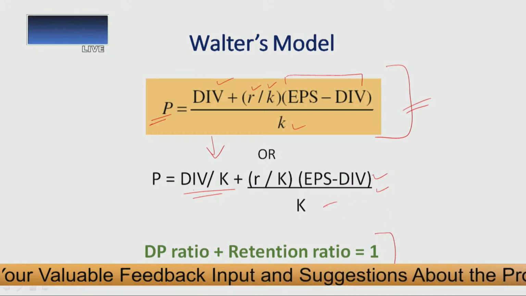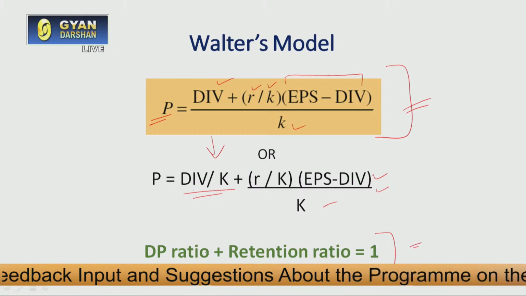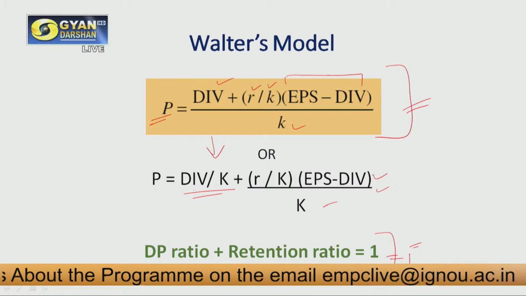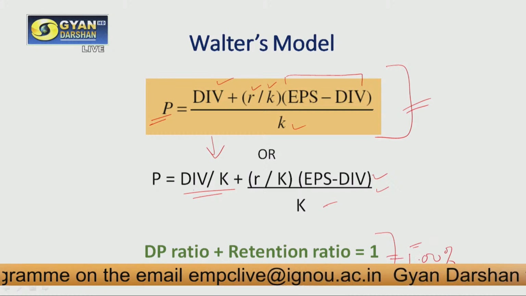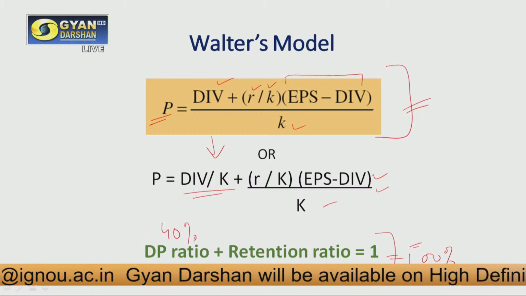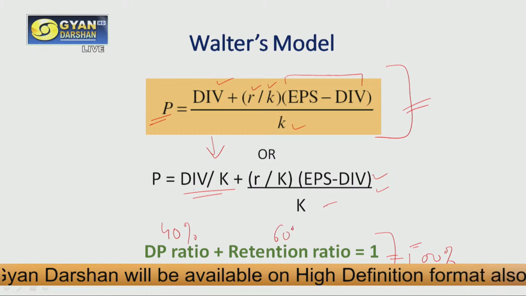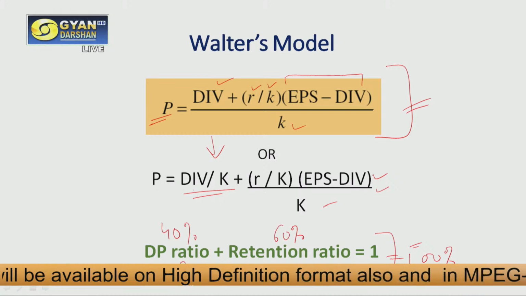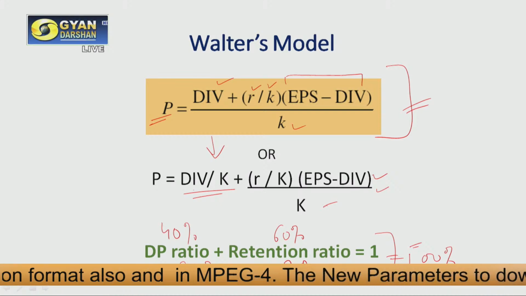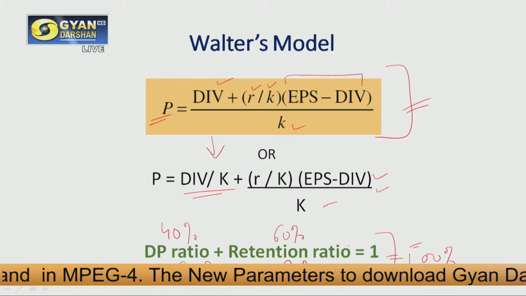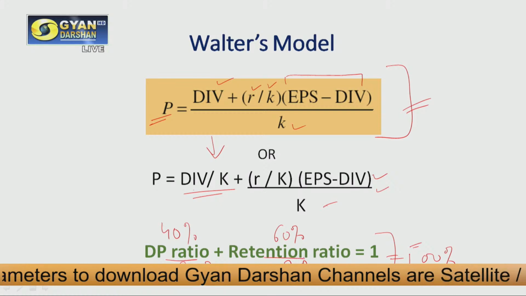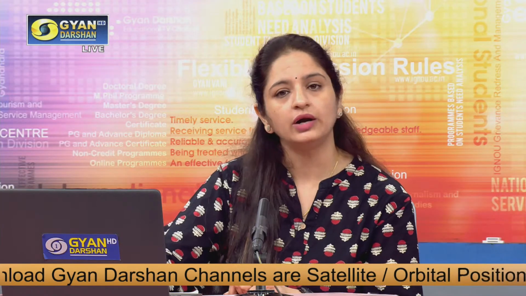One thing we need to remember while dealing with Walter's model is that our DP ratio, that is dividend payout ratio, plus retention ratio should always be equal to 1. That means 100%. So we cannot go beyond this. If we are considering dividend payout ratio to be 40%, our retention ratio will be 60%. In case we are considering our dividend payout ratio to be 70%, our retention ratio will be 30%. So it cannot be any figure in between. Ultimately the summation of dividend payout ratio and retention ratio has to be 1 or 100%.